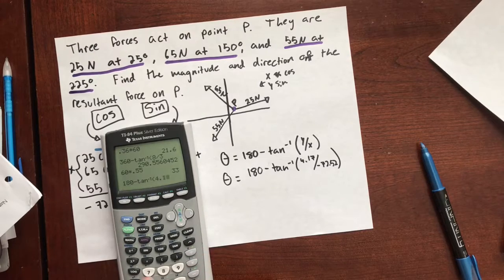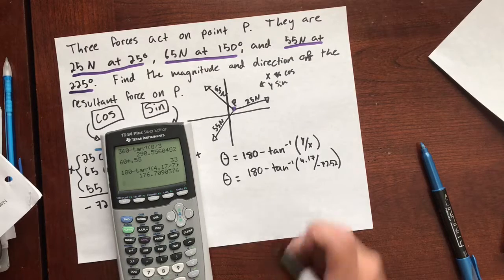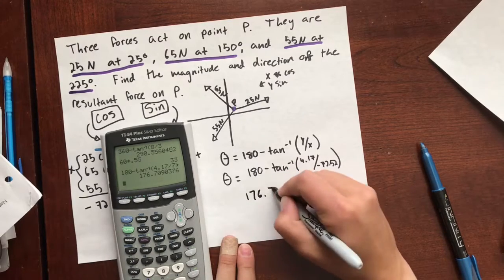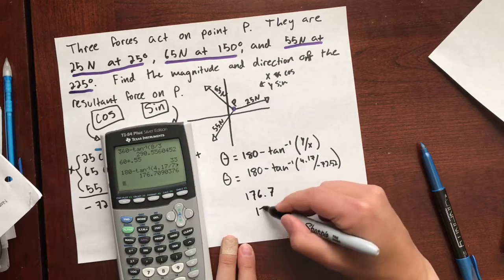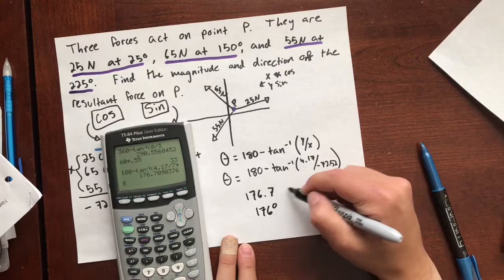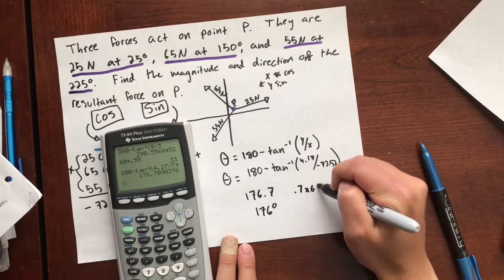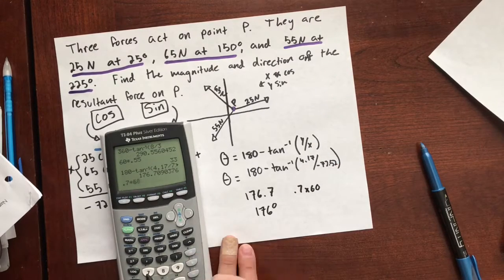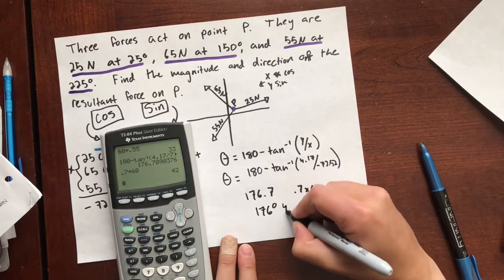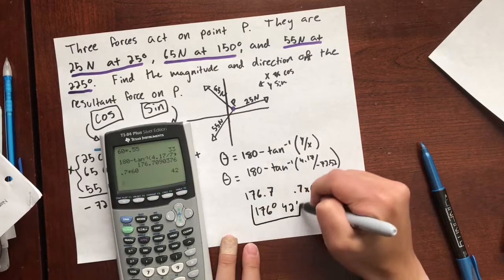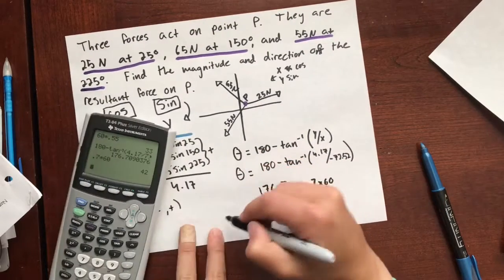Alrighty, and then when we plug this into our nifty calculator, 180 minus tan negative 1, and then we just do 4.17 over, oh no, we don't have to put negative, 72.52. We get 176.7. And remember, we need to convert this to our feet. So we go 176 degrees, and then we multiply 0.7 times 60. And we get 42 feet. And so that's our direction for this problem.